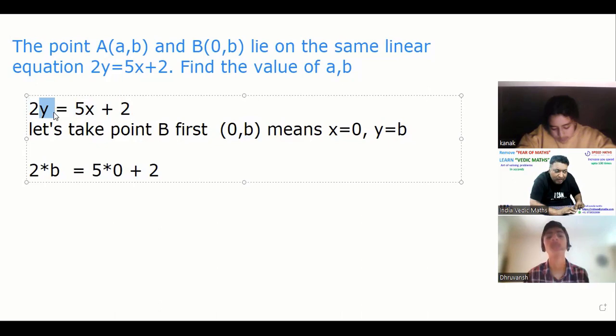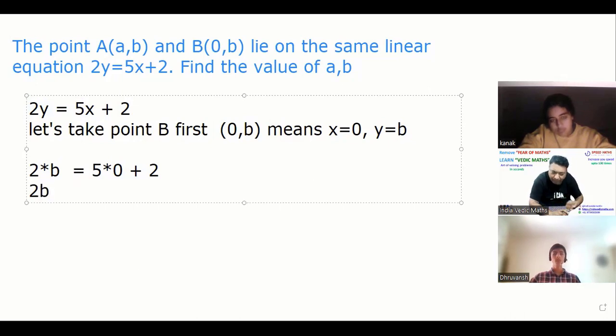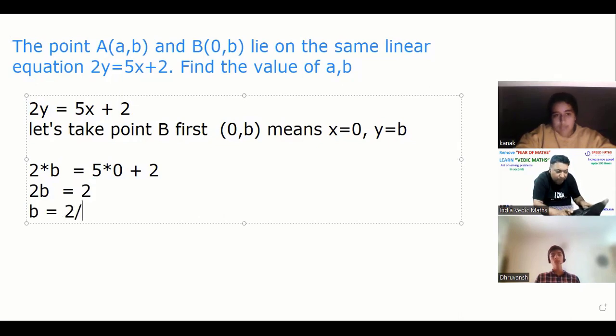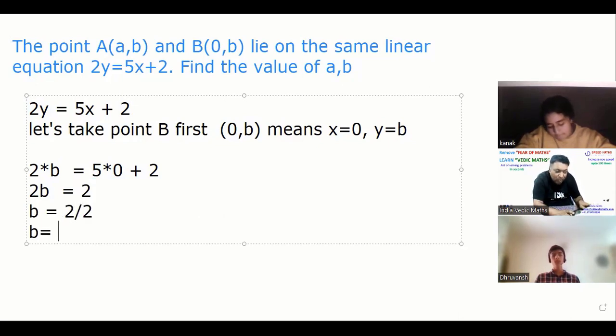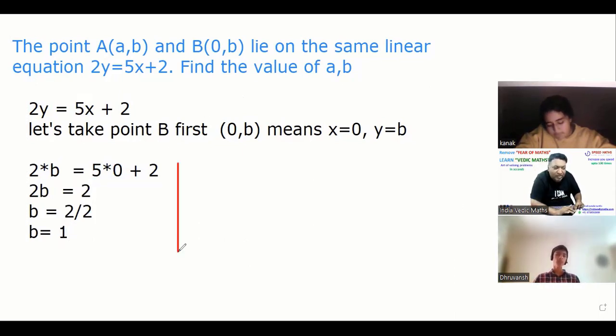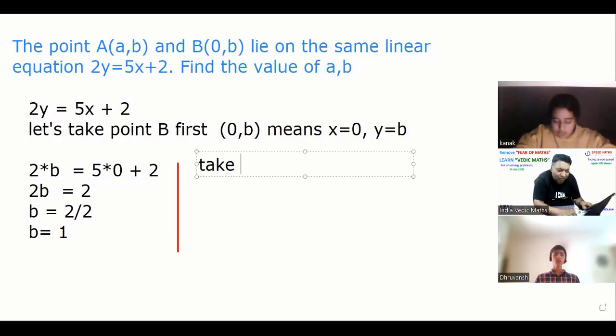So, instead of Y, I wrote b. Instead of X, I wrote 0. So, Dhruvan, 2 times b is 2b. What is 5 times 0? 0. 0 plus 2, what is that? 2. So 2b is 2. What is the value of b? 1. So b is 1. Got it, guys? We got the value of b so easily. So first step, you can say, sir, I got the value of b. So Dhruvan, to get the value of a, what are you going to do now? We'll take point A now.